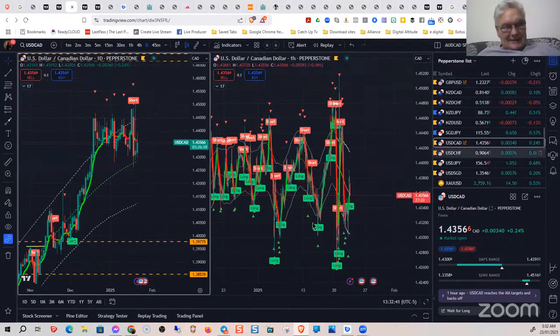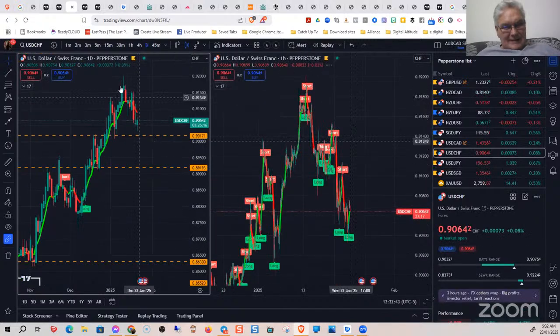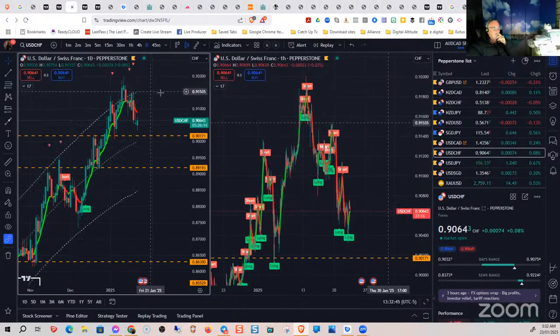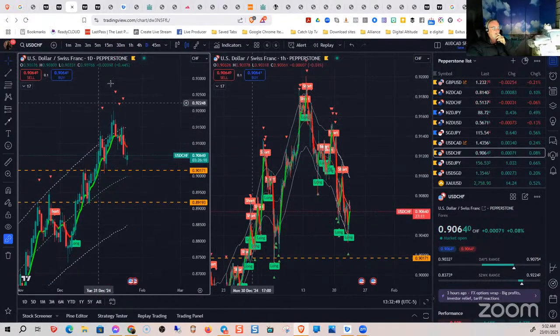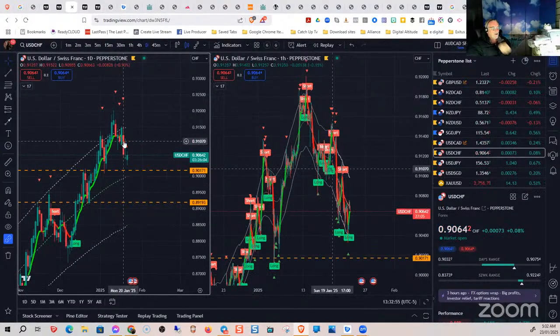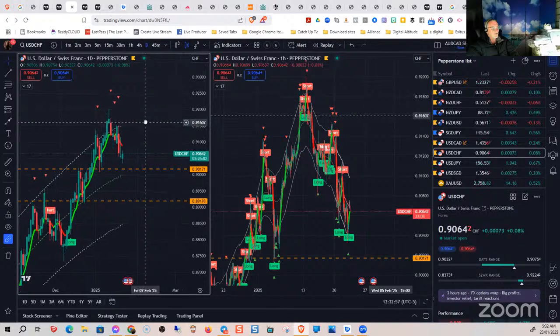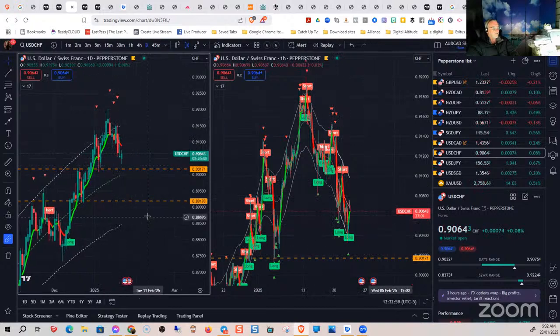Right, USD CHF. And I think we're getting a sell on this. See a trend bar change. Now, there is no short, but you can see the same sort of thing here. I have been waiting for a short on this one, but we'll just wait a little bit longer, I think.